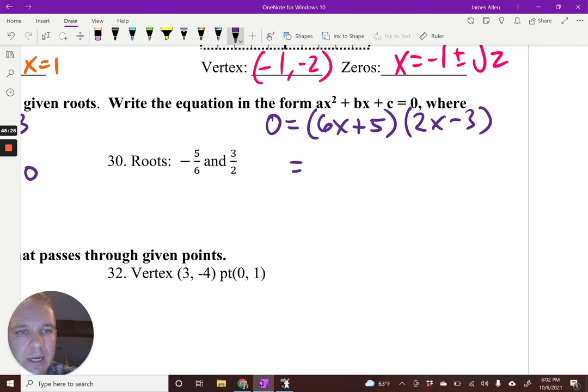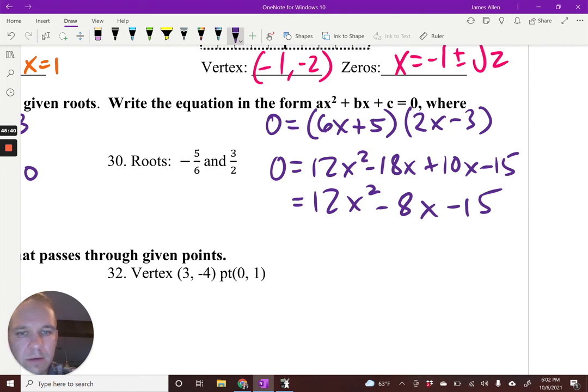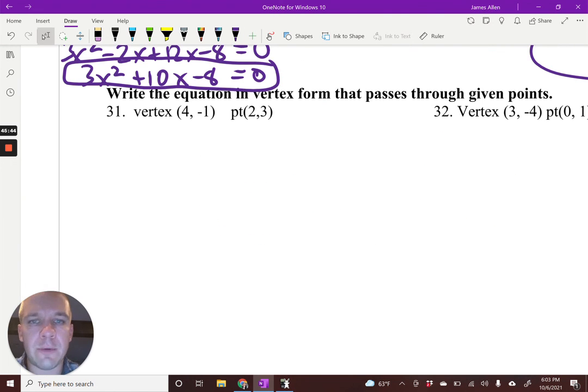So if I multiply these out, I get 12x squared minus 18x plus 10x minus 15. And then I've got 12x squared minus 8x minus 15 equals 0. Coolio. All right, last couple.